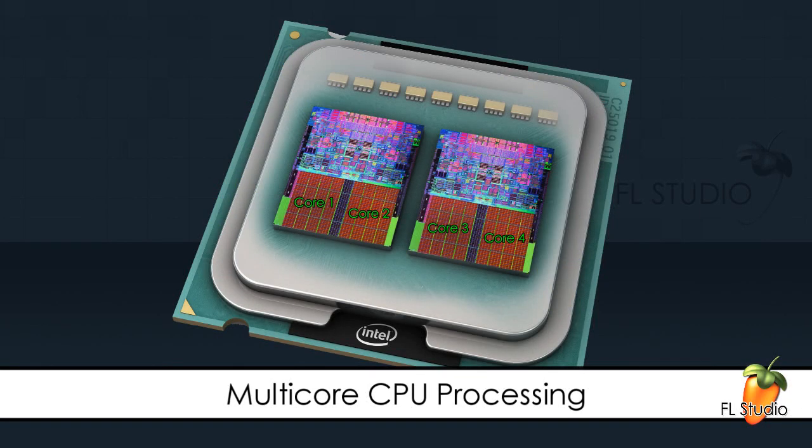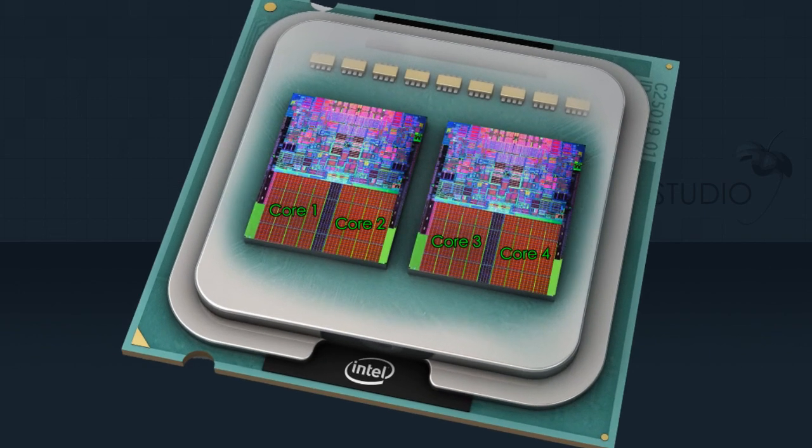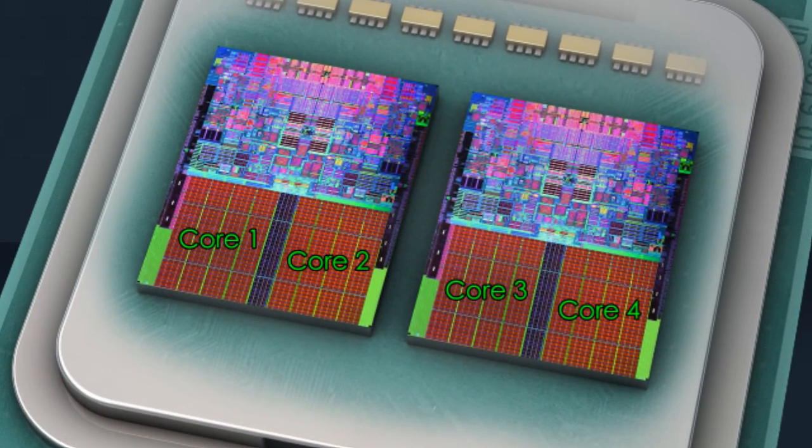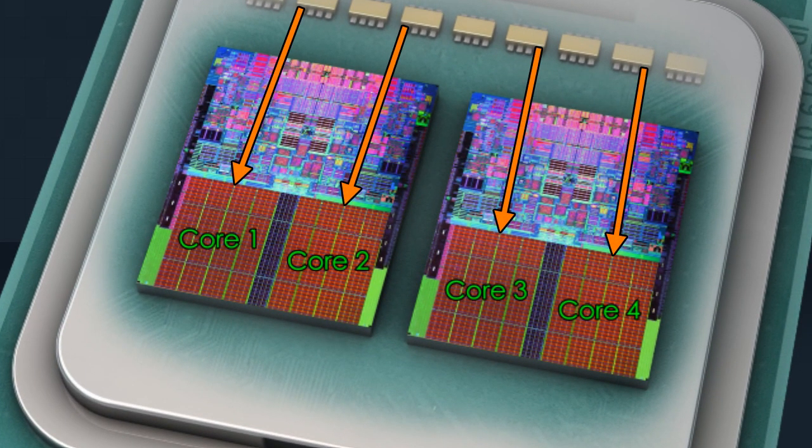Today we'll have a look at a tech subject, multi-core CPU processing. First of all, a multi-core CPU simply has more than one central processing unit, and these can operate in parallel to perform more processing simultaneously than a single core could alone.